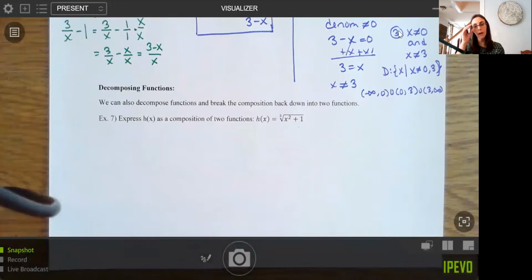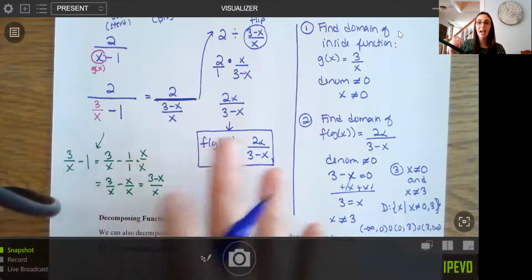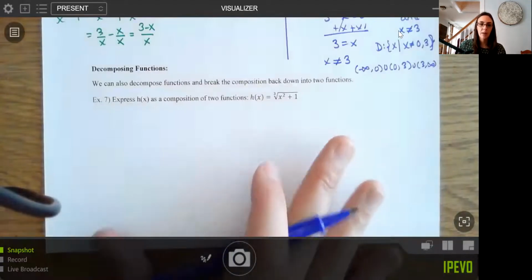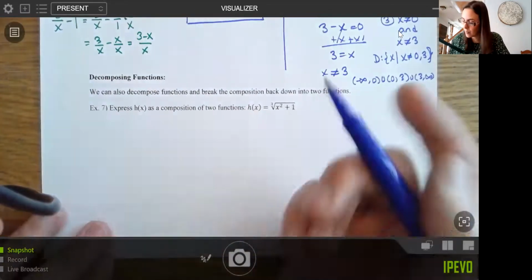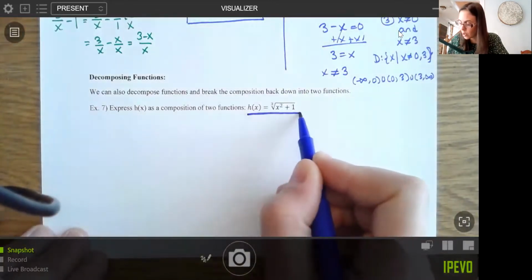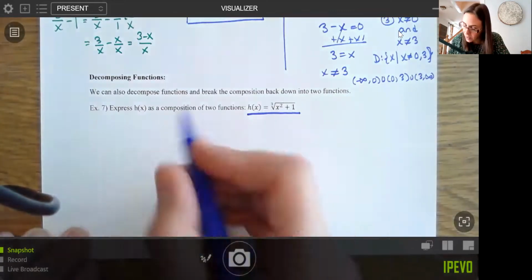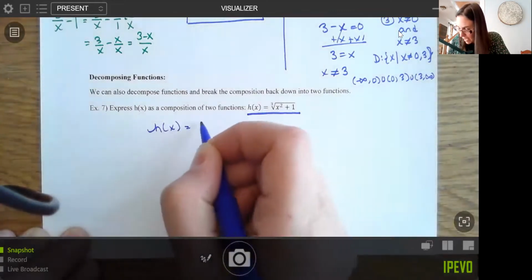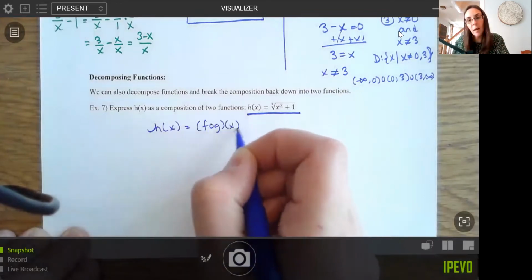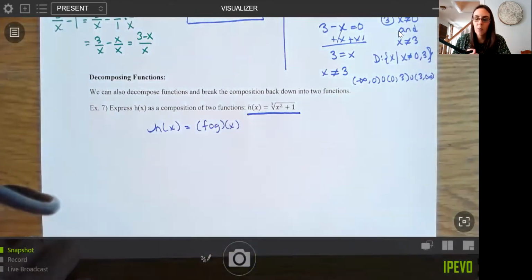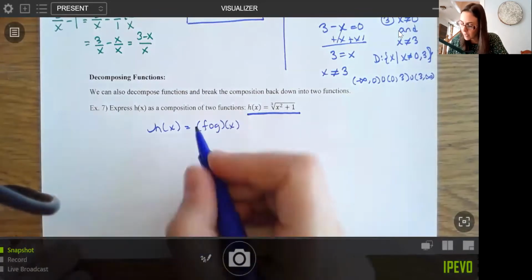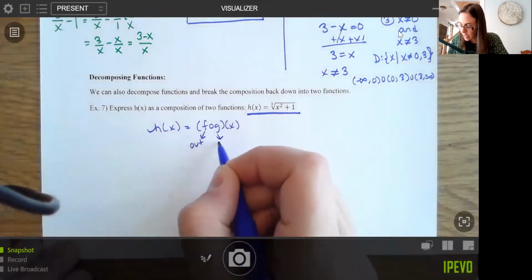All right. The last thing here I want to talk about is decomposing functions. So we can also decompose functions, which means breaking them back down into 2 functions. So in all of the other ones, we've been putting them together, and now you can also break them apart. So for instance, here's an example. h of x equals the cubed root of x squared plus 1. So we want to know, is there a way to write h of x as f of g of x? And it's kind of like a puzzle. So you want to think, well, what would be the outside function and what would be the inside function here, right? So that's still your outside function and that's still your inside function.